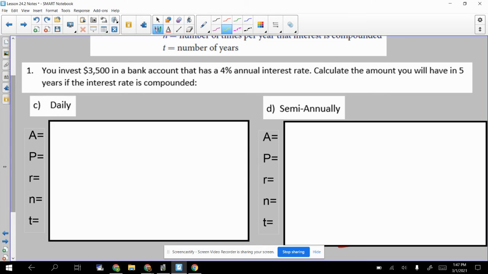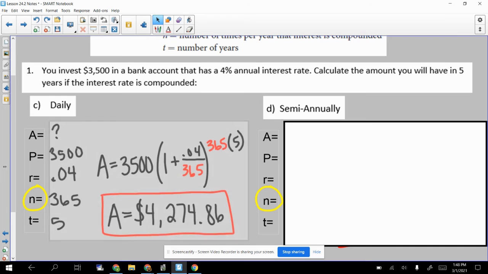So daily and semi-annually. So daily would mean your N value is going to change to 365. And that means each day it's being compounded of the year. And then semi-annually, that means twice a year. So that N value would change to 2. Okay, so go ahead and pause the video.